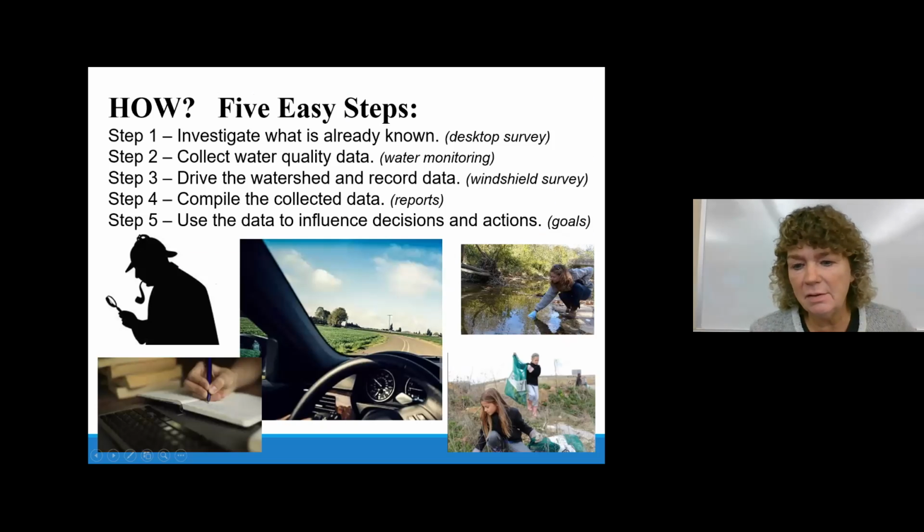And so I've put together five easy steps, five easy ways to inventory your watershed. And each icon is going to go along with it. My little detective here just talks about a desktop survey, or investigating what's going on. And then we actually collect water data. That's that girl with her hand in the water in the creek. That's called water monitoring. And then you have to drive around the watershed, or move around the watershed in some way, to actually look at what's going on. And we call that a windshield survey. And so my car represents that.